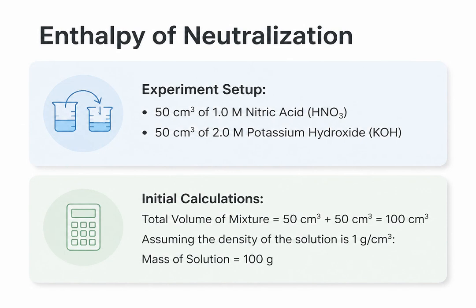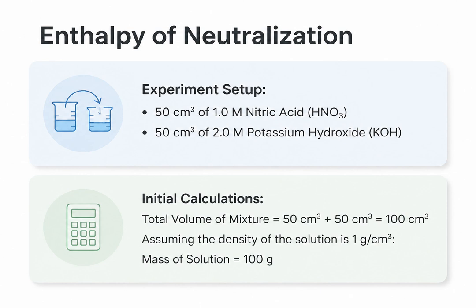Let's transition to a new type of calculation, enthalpy of neutralization. Consider an experiment where we mix 50 cubic centimeters of 1 molar nitric acid with 50 cubic centimeters of 2 molar potassium hydroxide. The first step in any calorimetry problem like this is to find the total volume of the reaction mixture, which is 100 cubic centimeters.